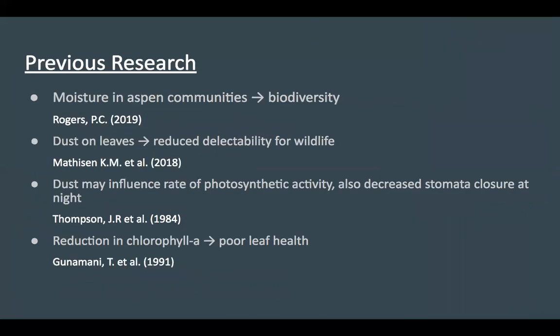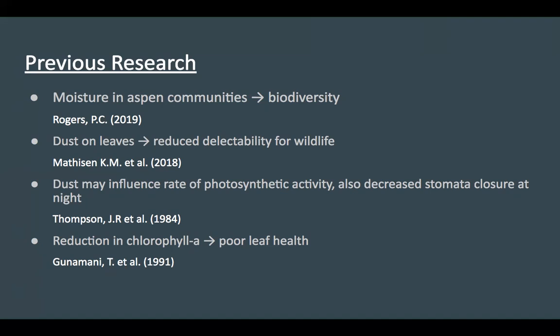Some previous research that I found shows that moisture in aspen communities is plentiful, and that could be a great way for biodiversity to be maintained. In drier areas, biodiversity isn't as abundant. Another study shows that dust on leaves leads to reduced selectability for wildlife. An example would be ungulates. They may not want to eat the leaves if there's dust on them.